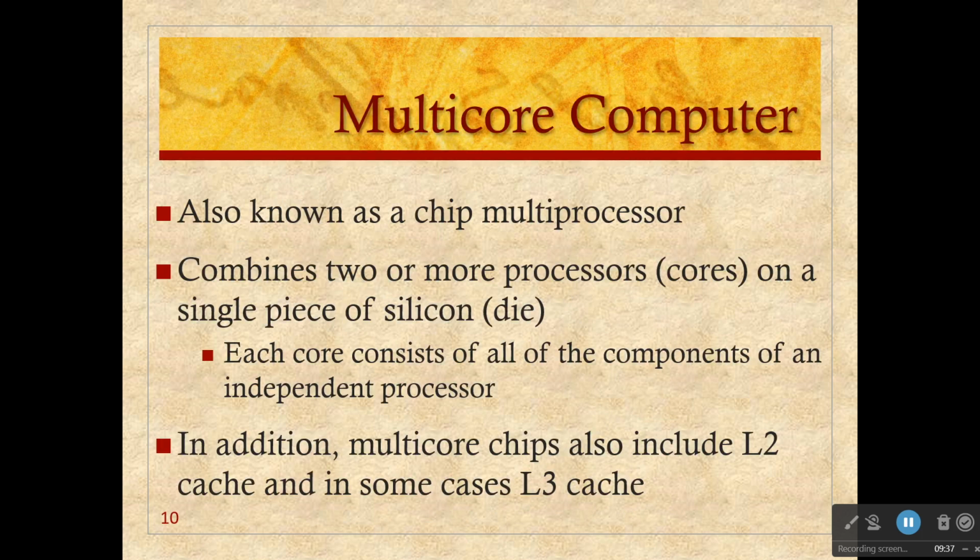A multicore computer, also known as a chip multiprocessor, combines two or more processors, called cores, on a single piece of silicon called a die. Typically, each core consists of all the components of an independent processor, such as registers, arithmetic logic unit, pipeline hardware, and control unit, plus L1 instruction and data caches. In addition to the multiple cores, contemporary multicore chips also include L2 cache and, in some cases, L3 cache. The motivation for the development of multicore computers can be summed up as follows.